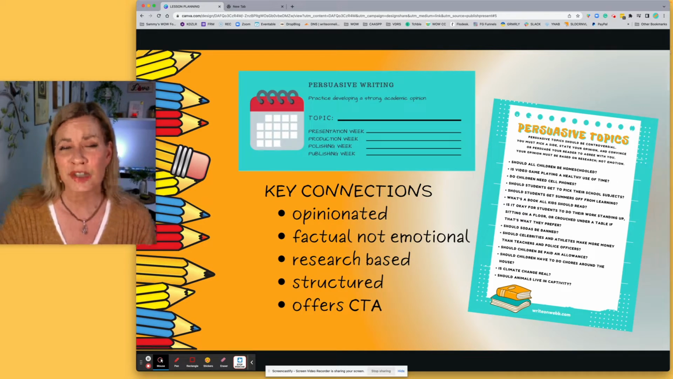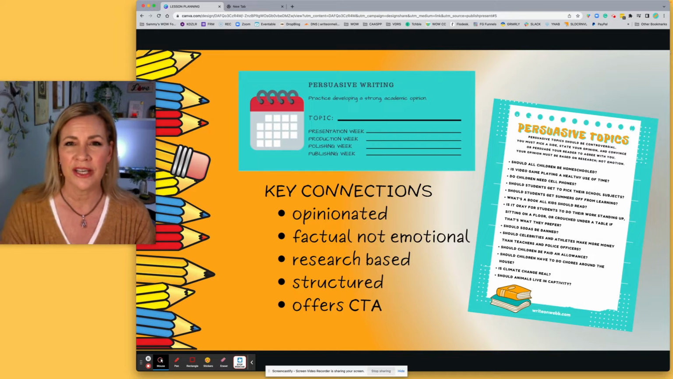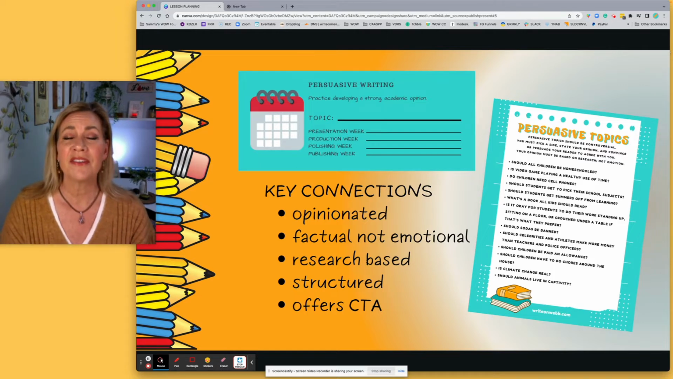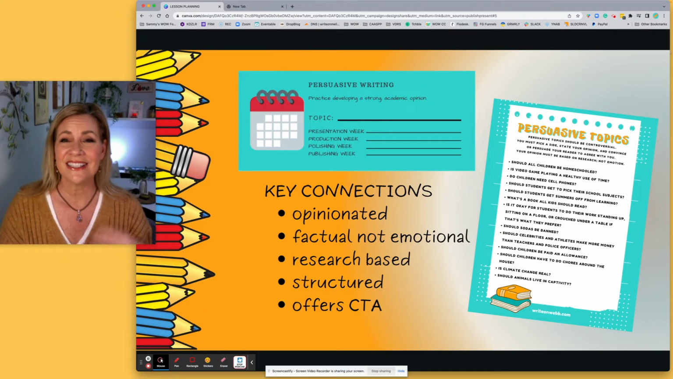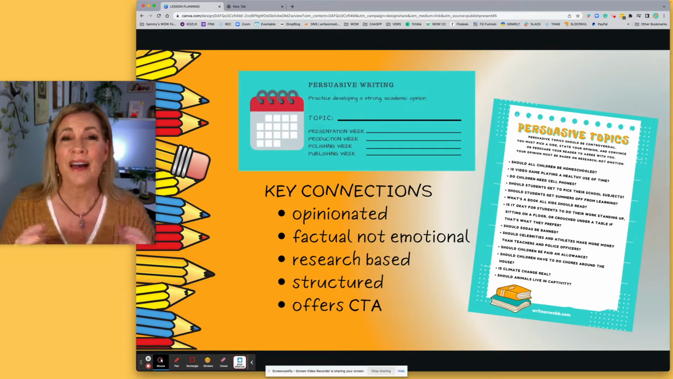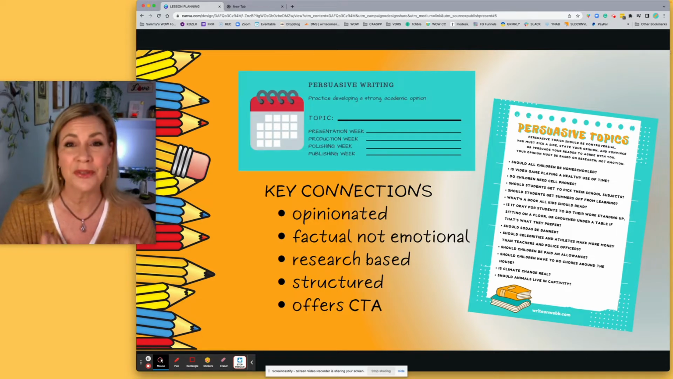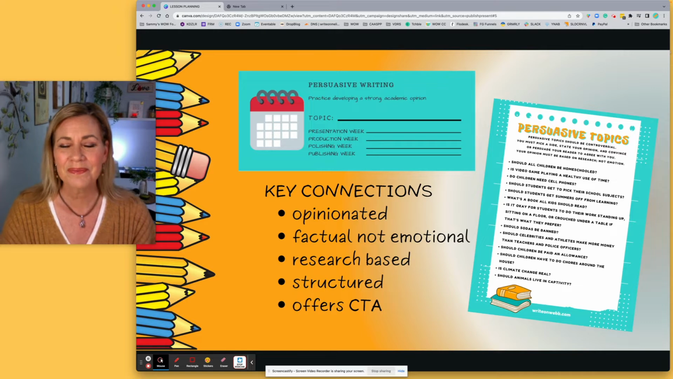It needs to be structured. And by structured, I mean we need an introduction, we need body paragraphs, we need a conclusion, we need a thesis, we need topic sentences, hooks, transitional sentences, that kind of structure. A persuasive piece also at the end often has a CTA, which is a call to action. Now that you've convinced me as your reader to agree with you, what do I do? These are key connections that when you practice your persuasive style of writing this semester, you want to make sure you can check all those things off.